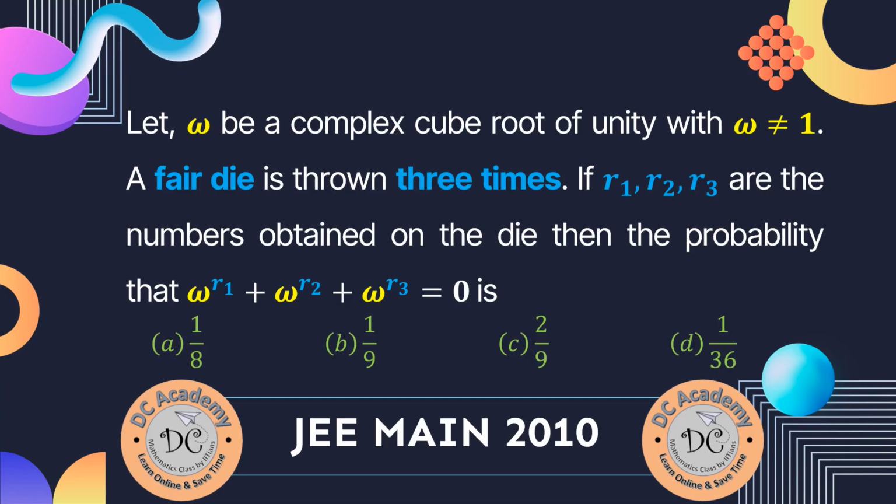In this problem, which appeared in JEE Main 2020, we have to find the probability that omega to the power R1, omega to the power R2, and omega to the power R3 sum to 0, where R1, R2, R3 are the outputs when a fair die is thrown 3 times. And what is omega? Omega is the cube root of unity, but it's a complex one. So let's go ahead and solve this problem.